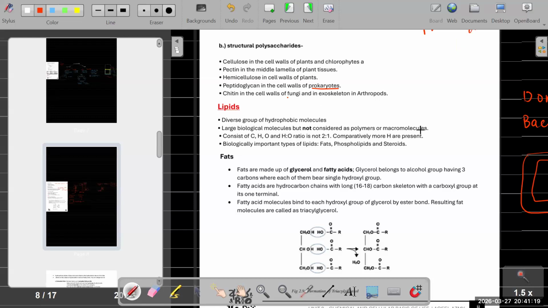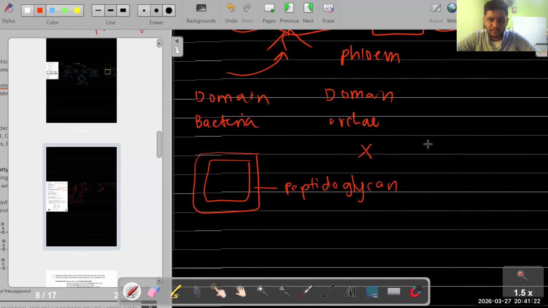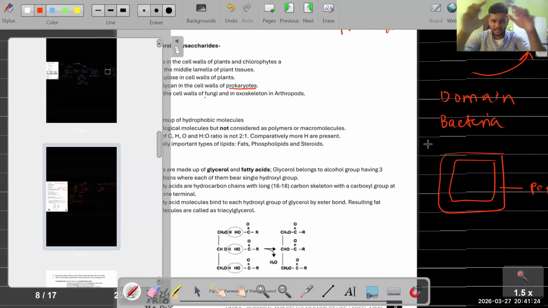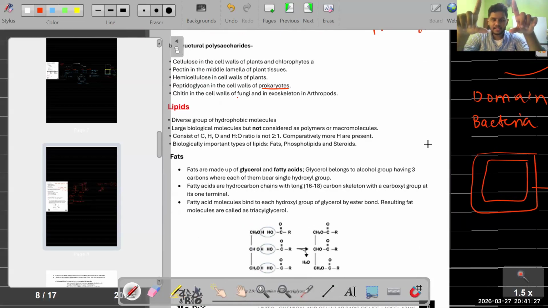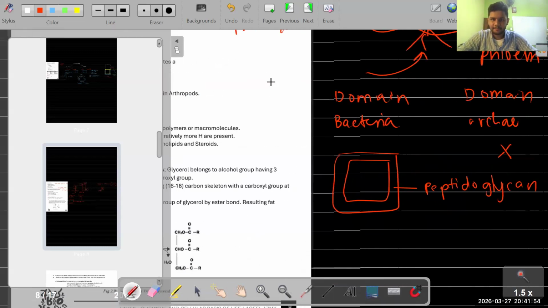Peptidoglycan, right? Now this is the thing. Now you can see the plant cell wall. The plant cell wall contains cellulose and hemicellulose. Similar to that, the normal bacteria have a cell wall that contains peptidoglycan. But as they have mentioned it as prokaryote, the problem is students will misunderstand that both domain bacteria and domain archaea would contain it. No, actually, this is the thing.